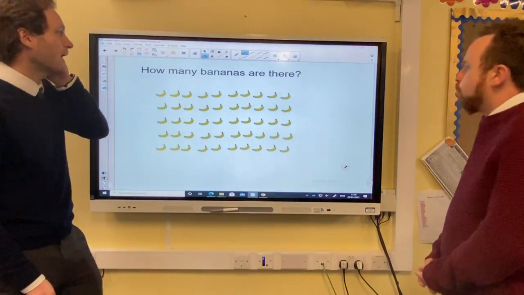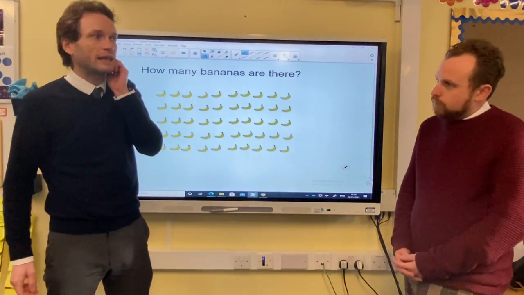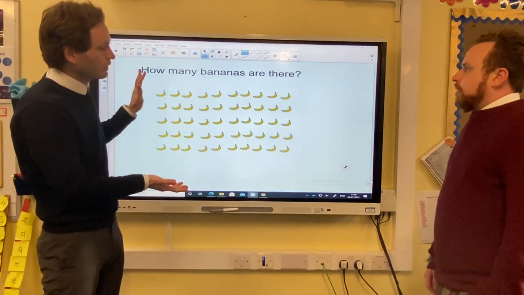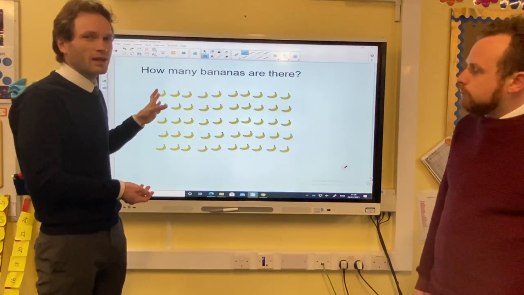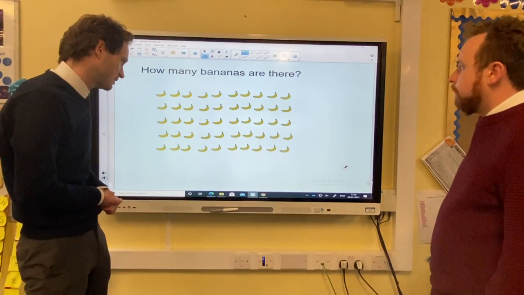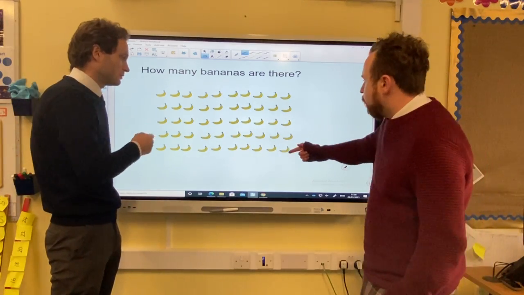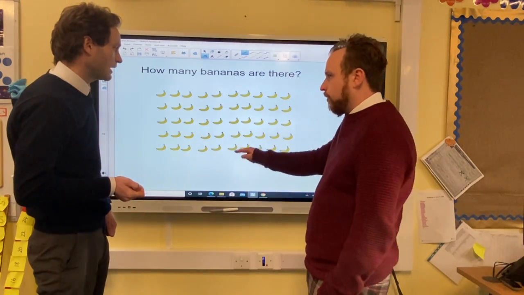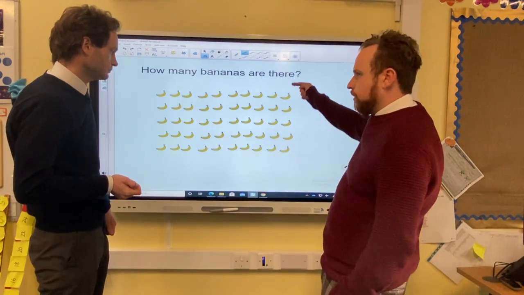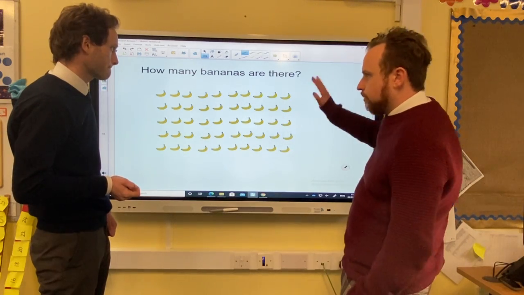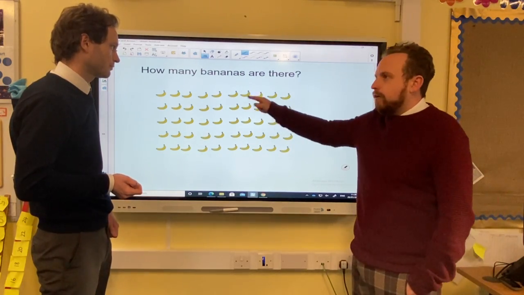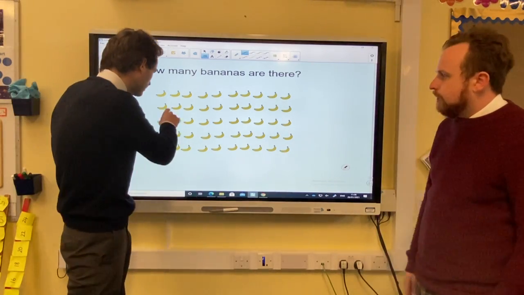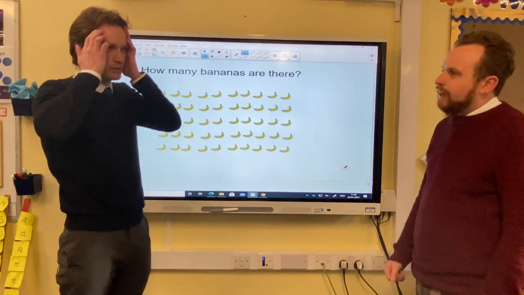Now, yesterday I showed you an array, with those red circles. So here we've got another array. I want to know how many bananas are here. If I look at it like this, all these groups are the same size. There's the same number of bananas in each group. I could count up every banana, but that's probably not the easiest way of doing it. It'll take ages and we'll get it wrong.